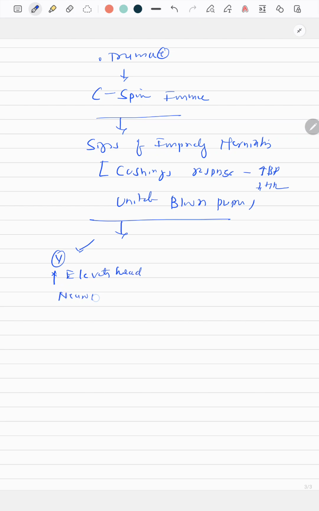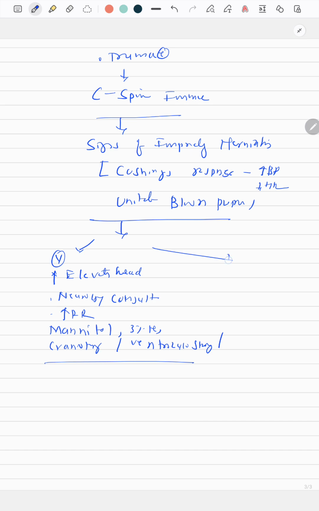Neurology consultation you should do, and increase the RR if mechanically ventilated, and osmotic diuresis like mannitol or 3% saline. Craniotomy or ventriculostomy are considered.